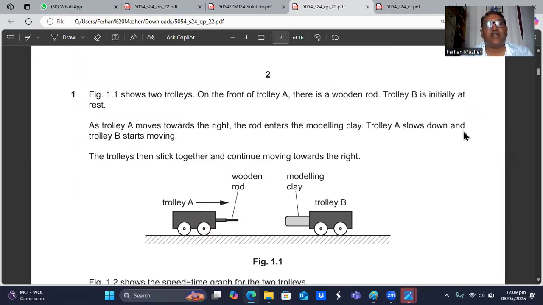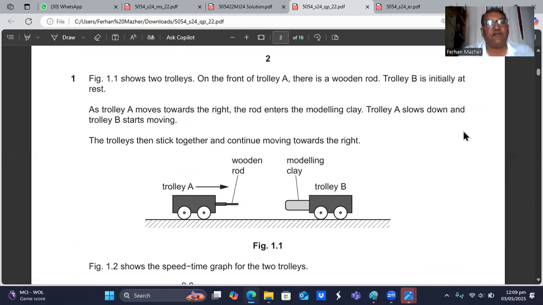On your screen, question number 1 is showing up. Figure 1.1 shows two trolleys. On the front of trolley A, there is a wooden rod. Trolley B is initially at rest. As trolley A moves towards the right, the rod enters the modeling clay. Trolley A slows down and trolley B starts moving. The trolleys then stick together and continue moving towards the right.